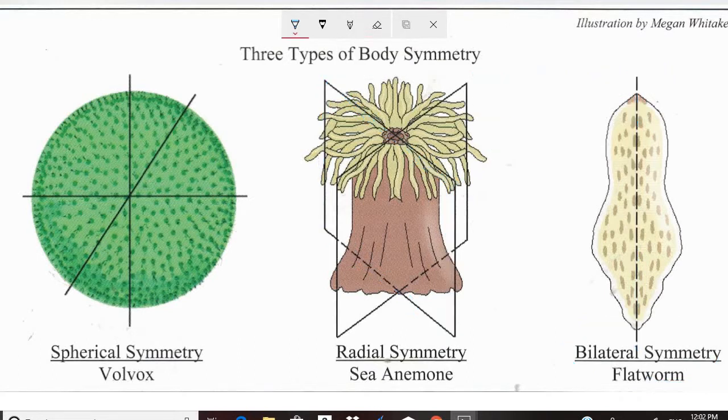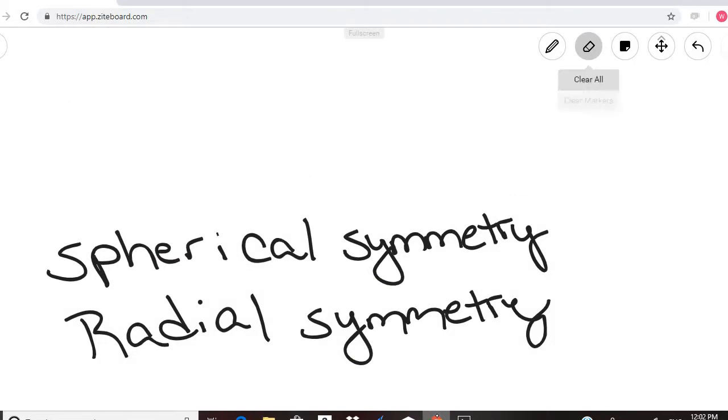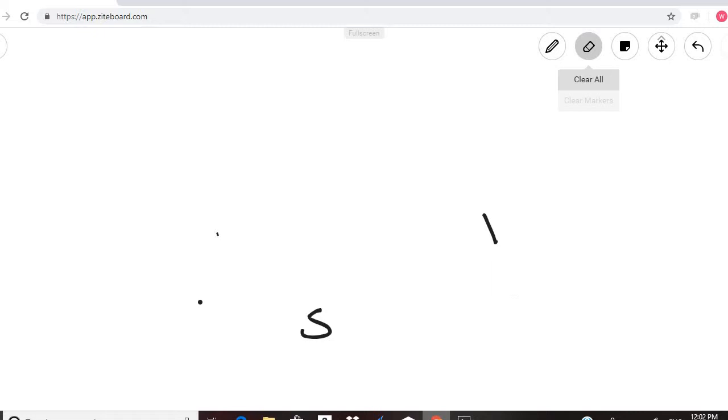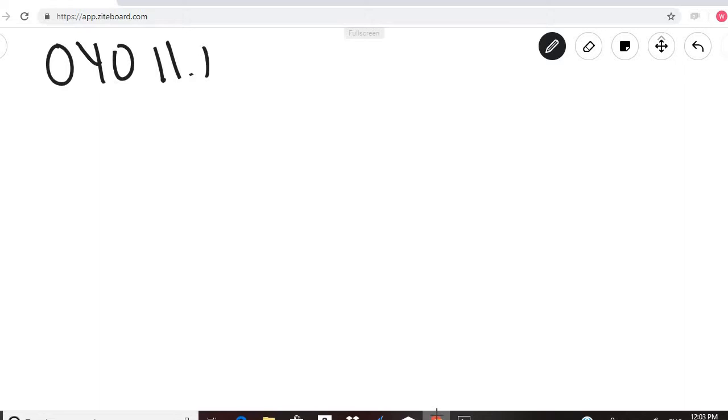So one of the things that we look for in looking at members of the animal kingdom is what kind of symmetry they have. So there are some on your own questions. 11.1 lists some organisms, and we can look at those.